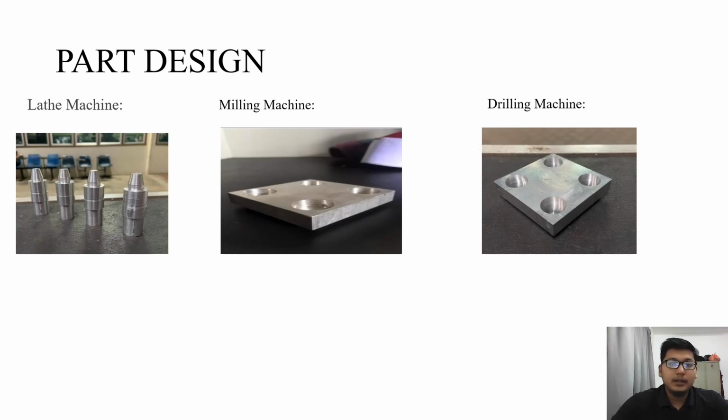Okay, these are the parts that we design using the lathe machine. This is a cylindrical object. Then for the milling machine, we are going to make the angles or the edges on the object. Then the drilling machine is where we make the hole in the object.